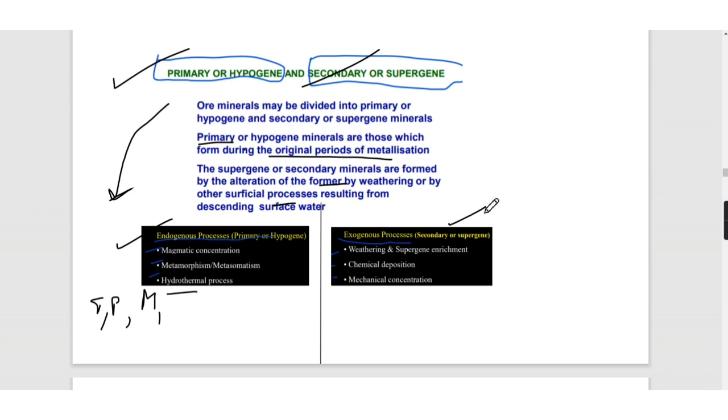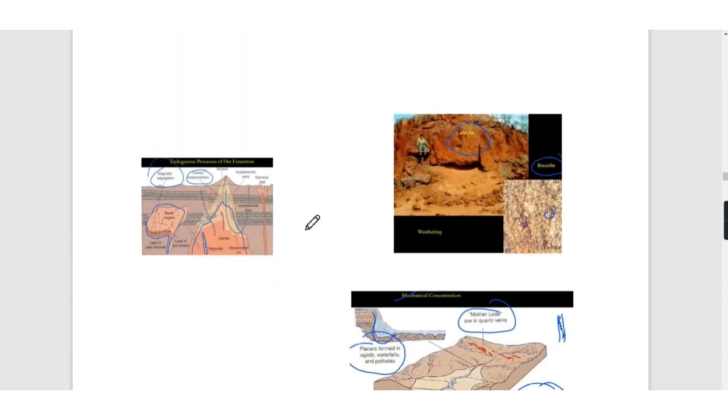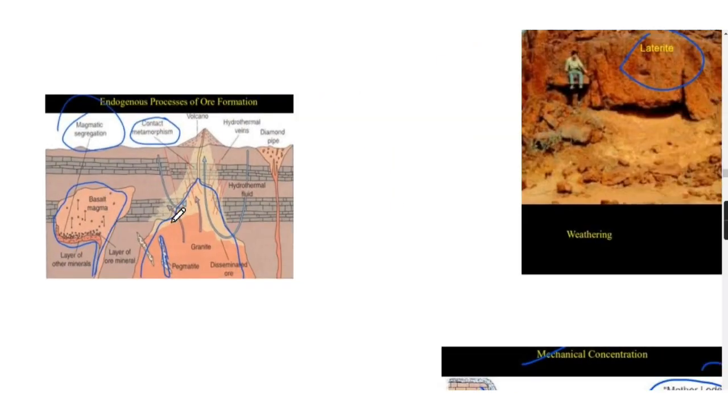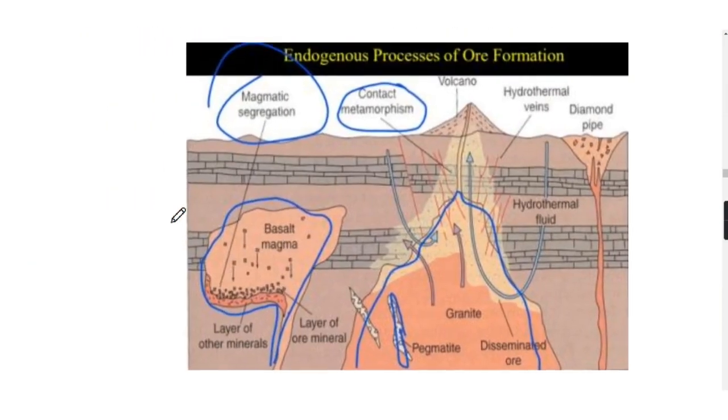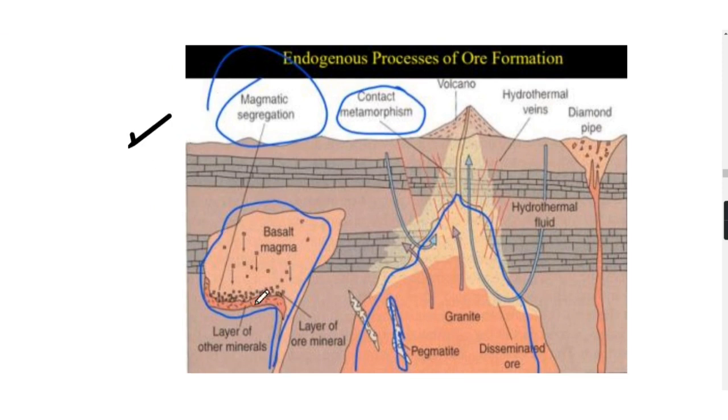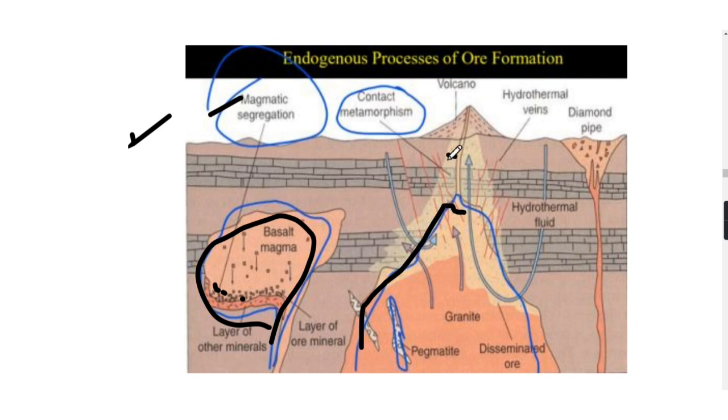Whereas exogenous, in this, mostly the process of heat or weathering will be effective. So they are weathering or supergene enrichment, chemical deposition, or mechanical concentration. If you look at this diagram, here it is shown that this is a basaltic magma. Okay, so magmatic segregation is going on here. See, minerals are getting concentrated here, so segregation or separation is going on. And if there is a granitic magma, the country rock which is present surrounding it will get metamorphosed. Okay.